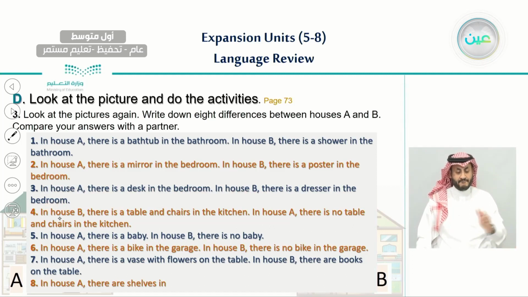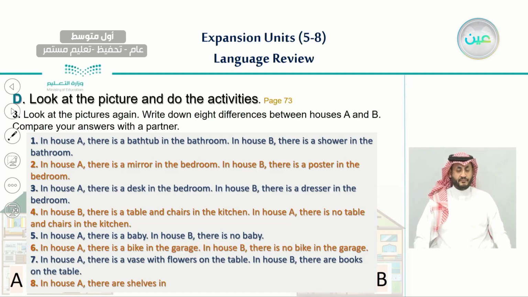Number 4, in house B, there is a table and chairs in the kitchen, and in house A, there is no table and chairs in the kitchen. And also number 5, in house A, there is a baby. In house B, there is no baby. Number 6, in house A, there is a bike in the garage. And in house B, there is no bike in the garage.